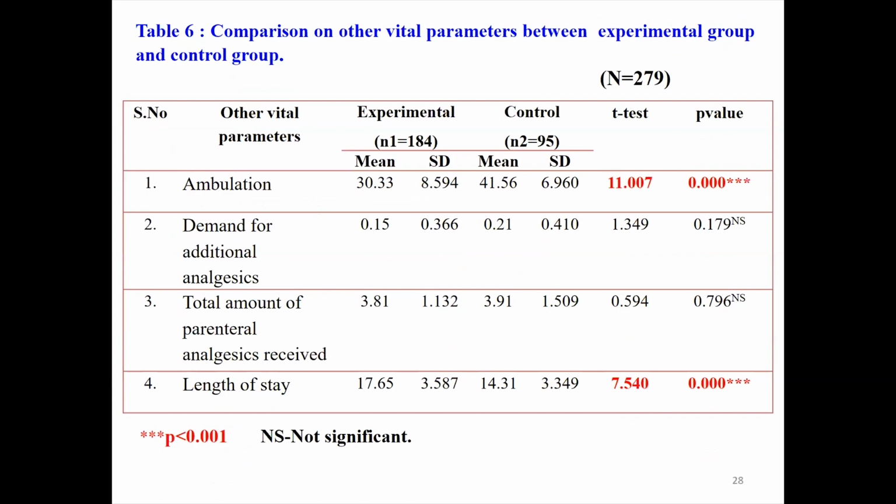Further, the statistical analysis clearly describes here the experimental group, the mean ambulation hours was 30.33 as compared to the control group, which was 41.56, which had a statistical significance. Further, the length of stay, the mean length of stay in the experimental group was 17.65 days as compared to 14.31 in control group.